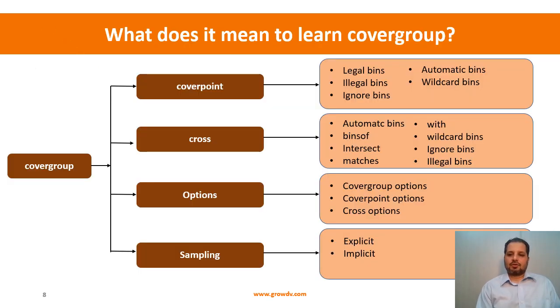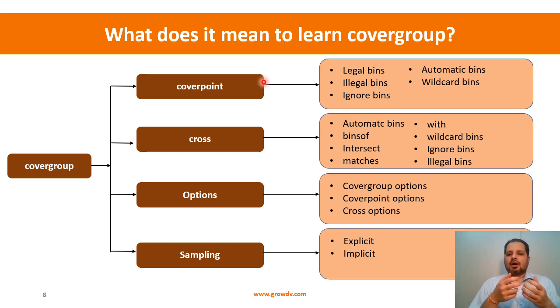What does it mean to learn a cover group? What are the aspects that we need to learn to say that we have completed understanding the cover group construct? A cover group construct is first made up of cover points. You can think of a cover point as a representation that's going to cover one particular variable. A cover point will cover one variable or one expression. What are the different values that are seen on one variable or one expression? Cover point is responsible for that.